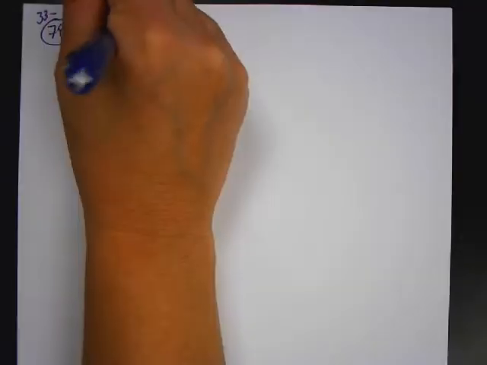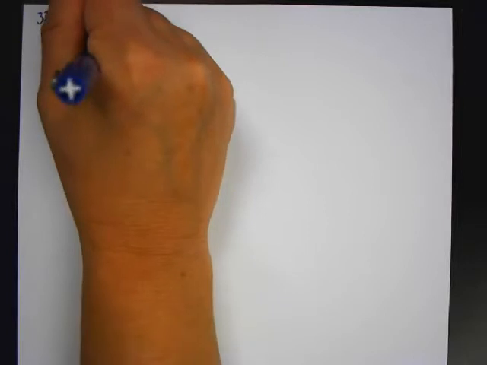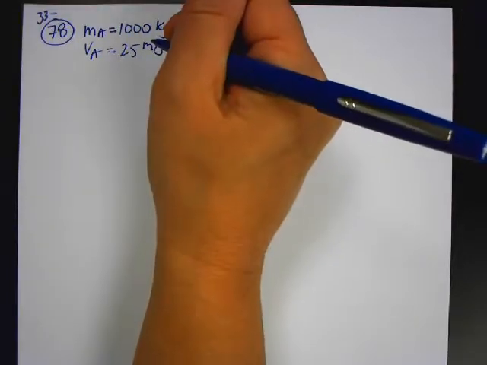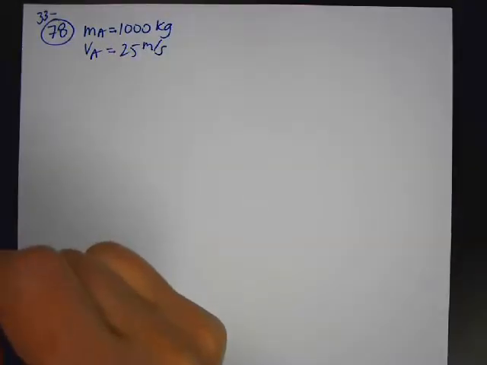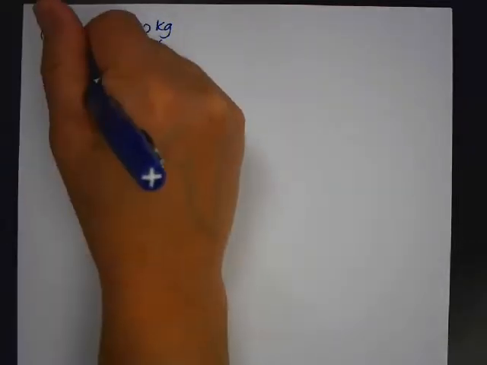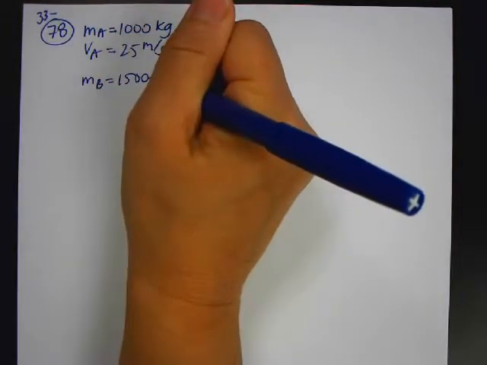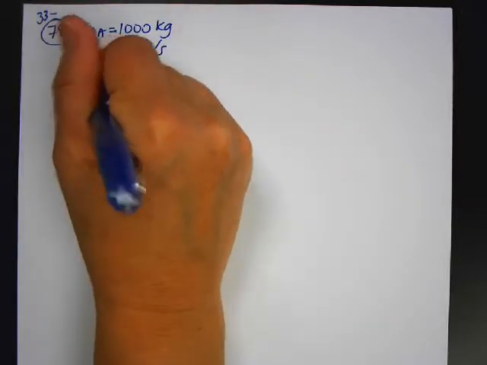So 78 says a 1,000 kilogram car, so I'll call that A, is moving at 25 meters per second, so the velocity of A is 25, in the positive y direction. It collides perfectly inelastically with a 1,500 kilogram car, moving at 20 meters per second in the plus x direction.